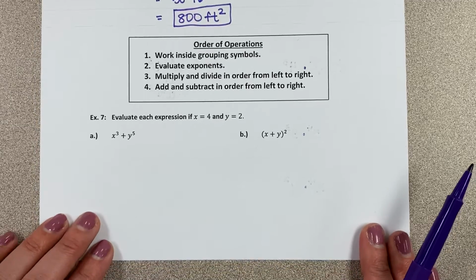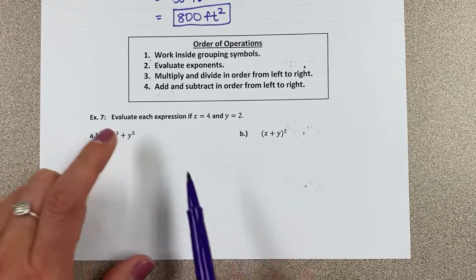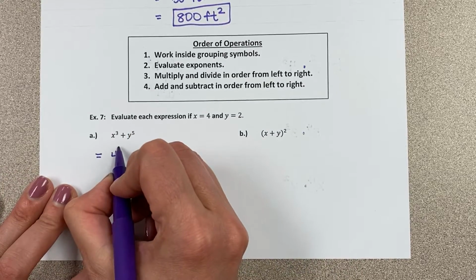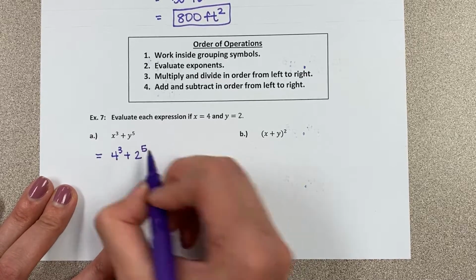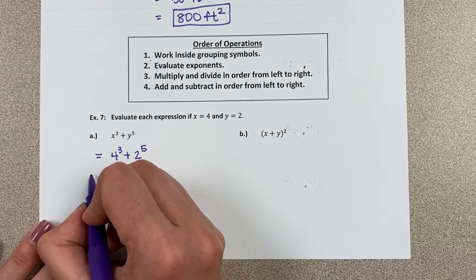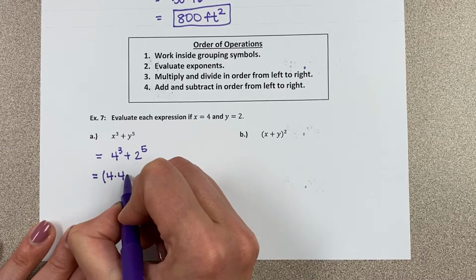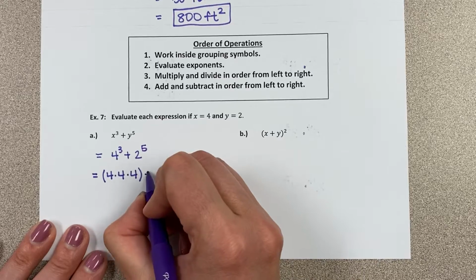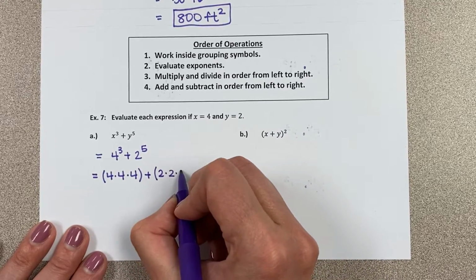So let's start with letter A. X is 4, y is 2. So I'm going to plug in my numbers. We're going to put 4 to the 3rd power plus 2 to the 5th power. Because I'm simplifying this, I'm going to write out what this actually means. So 4 to the 3rd power means 4 times 4 times 4, plus 2 to the 5th power, we're multiplying that 5 times.